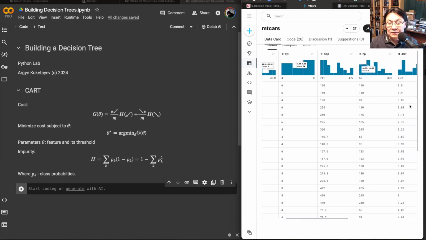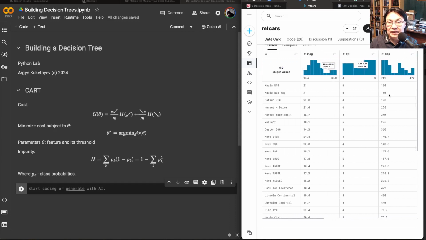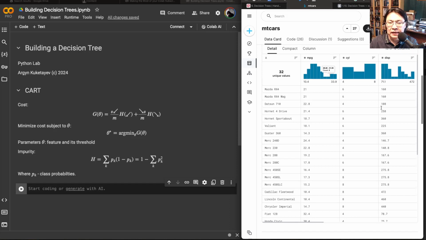Actually, if you know a little bit about cars, you would probably guess that displacement is going to be, or should be, a very good predictor for the number of cylinders, right? So the bigger the car, likely the number of cylinders is going to be larger. Of course, displacement per cylinder can also change, but generally, if you have a very big engine by displacement, probably it has a lot of cylinders, right? So we expect that maybe displacement will be a good factor here.